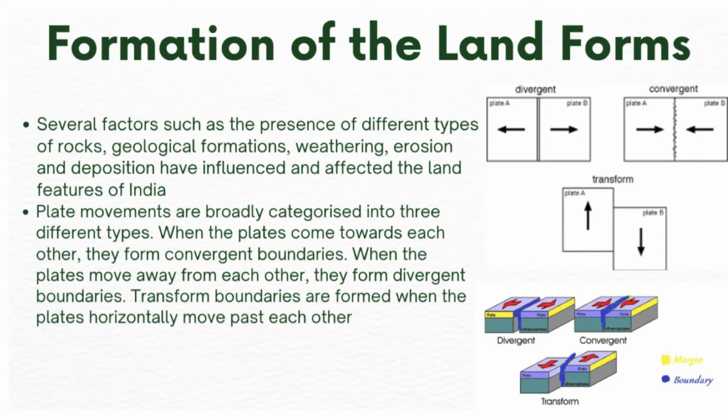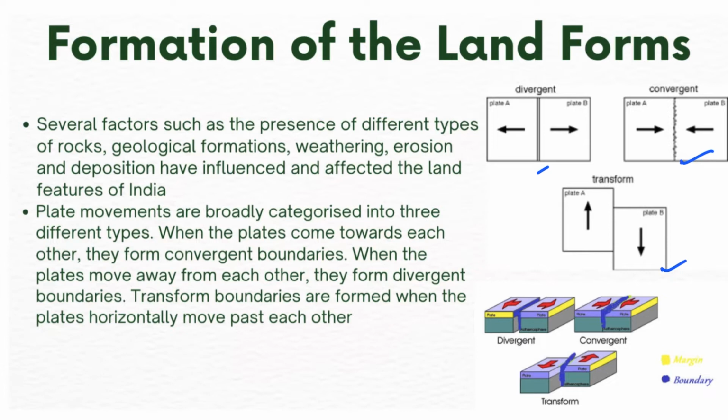What about the landforms that we are finding? They are formed in three ways. The first is called divergent, the next is convergent, and the third one is called transform. Rocks or land are formed in different ways. Several factors such as the presence of different types of rock, geological formation, weathering, erosion, and deposition have influenced and shaped the land features of India. The land that we are seeing is not exactly the same from the beginning. There are different events, incidents, accidents, whatever you want to call them, that have made India like this. We are going to start with convergent.